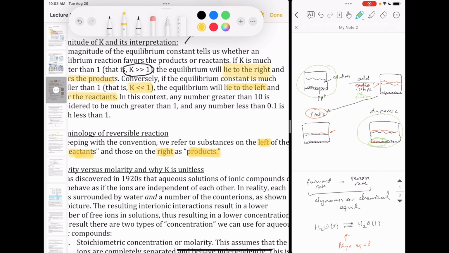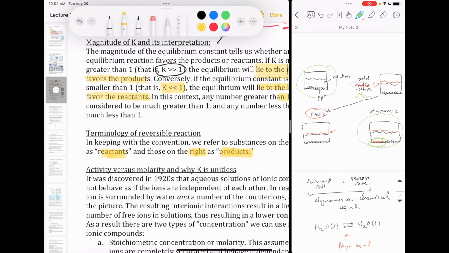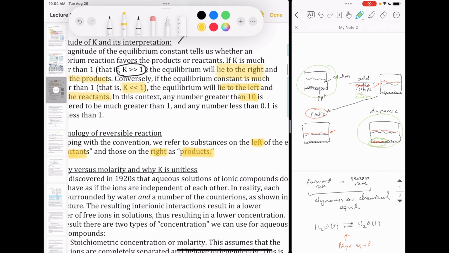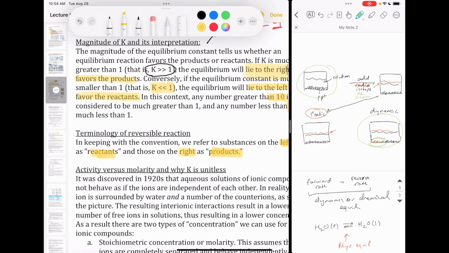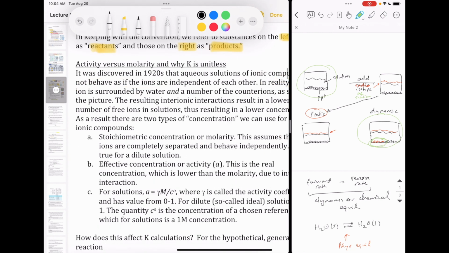We also have to define what we mean by small and large. We can use this rule of thumb. If it's greater than 10, we can say it's greater than 1. If it's less than 0.1, then we can say it's less than 1. Now, what about a number between 0.1 and 10? That's when we would say K is roughly equal to 1, which just means that the ratio of reactant and product are about the same. Which just means the reaction doesn't favor one side or the other.